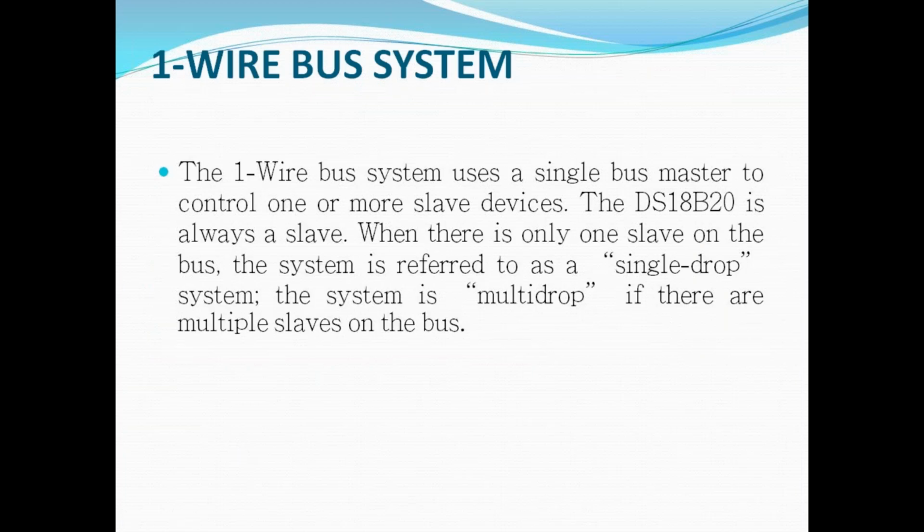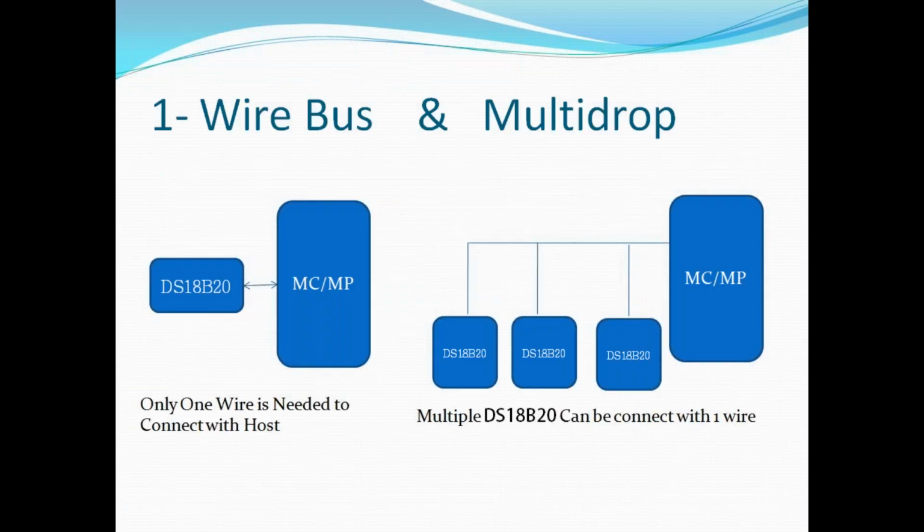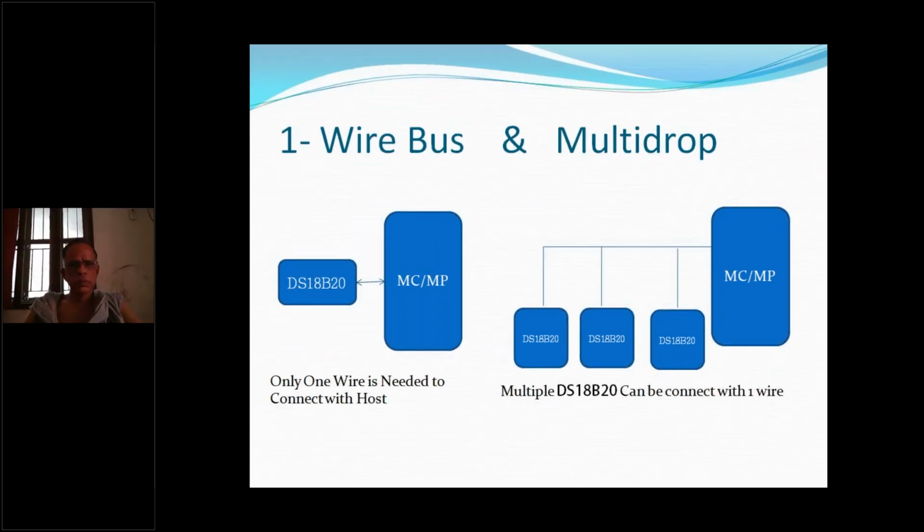As I already specified, this is one-wire communication. Only one wire will be needed. This is called the one wire bus. And multi-drop means the single wire. We can use only one I/O pin of the microcontroller where we can connect multiple DS1820. This is called multi-drop. Apart from that, it has one more feature called parasite power supply.